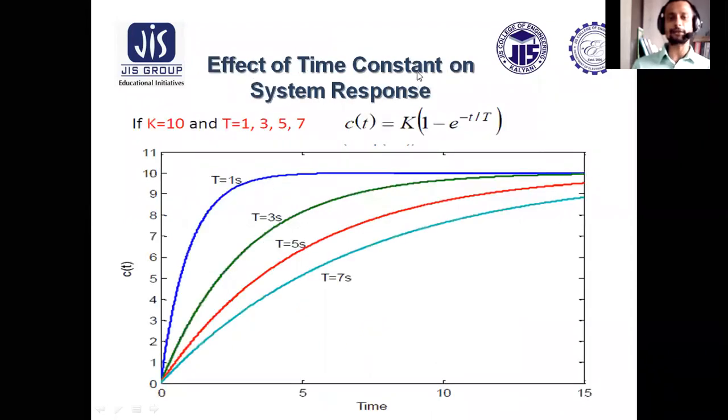Now, what is the effect of time constant on system response? That means if time constant goes on varying with a constant DC gain, then how would the system response vary? That we are going to discuss now in this slide. See here, different time constants are taken: time constant 1 second, 3 second, 5 second, 7 second. So which one is responding faster? This one reached around 63%.